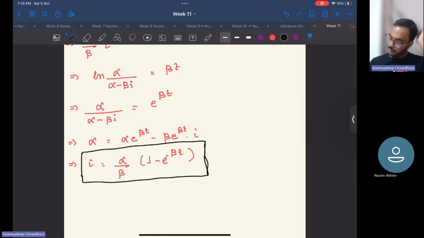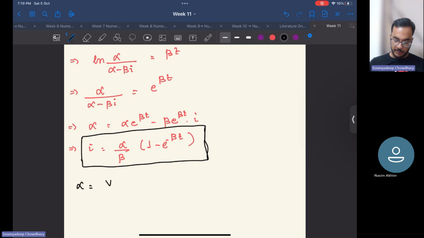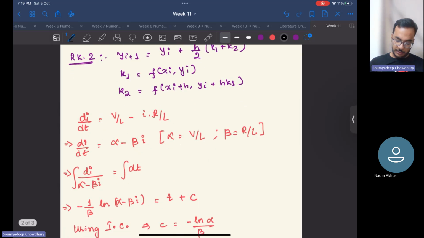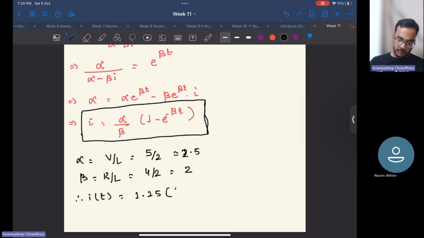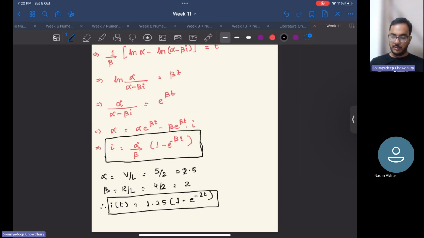So now we need to substitute this alpha and beta, right? Your alpha is V by L, so it is 5 by 2, 2.5. And your beta is R by L. R is 4, L is 2, so 4 by 2 equals 2. If you substitute this, your solution will be alpha by beta, so it is 1.25 times 1 minus e to the power minus 2t. So this is your actual solution.